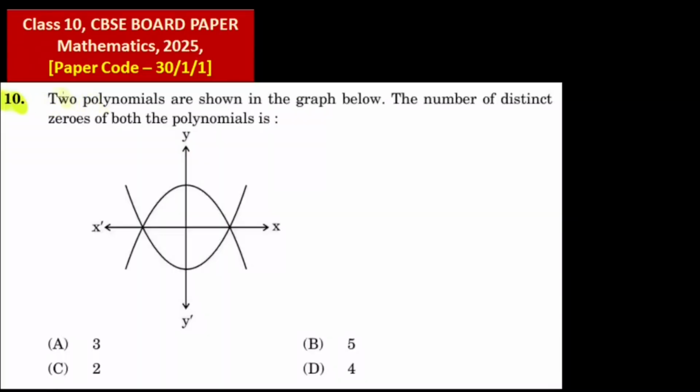Question 10. Graphs of two polynomials are shown here. We have to find the number of distinct zeros of both these polynomials. Now, the number of zeros is the number of times the graph of a polynomial cuts the x-axis. Here, graphs of both these polynomials cut the x-axis at two distinct points, here and here, and these 2 points being the same for the two polynomials, the correct answer option is C, 2.